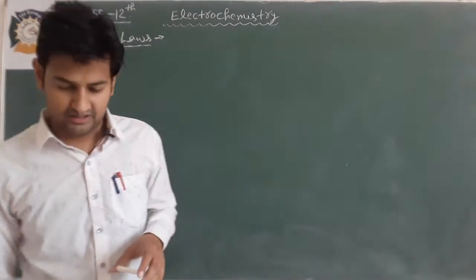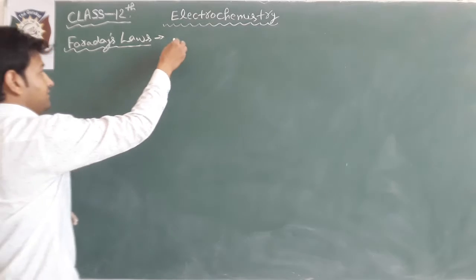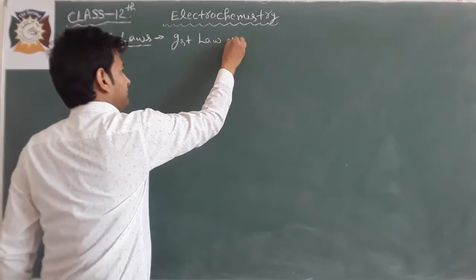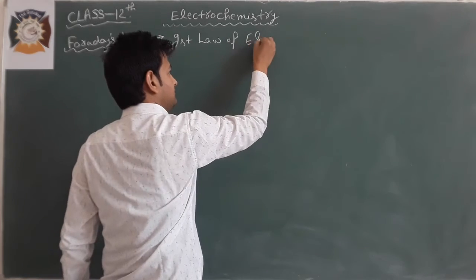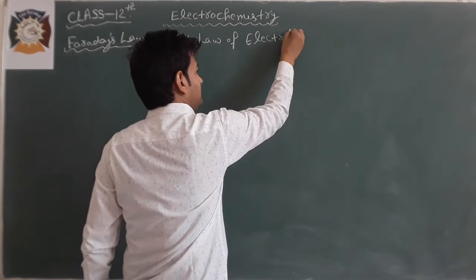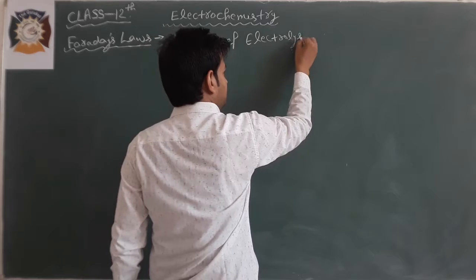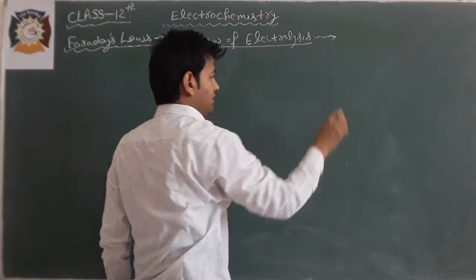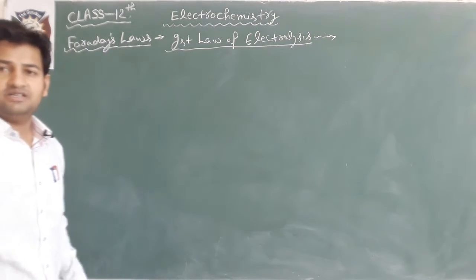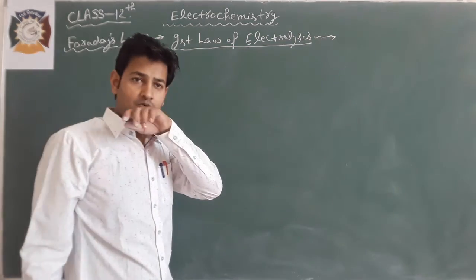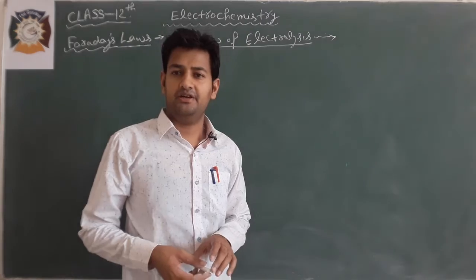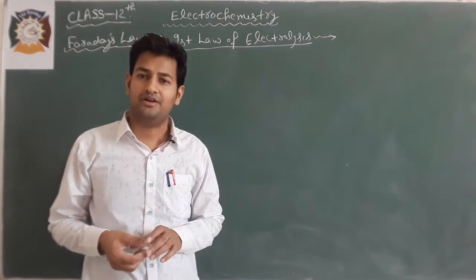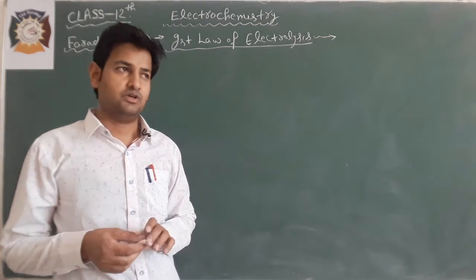So the first law is Faraday's first law of electrolysis. According to this law, the mass or amount of a substance deposited at any electrode is directly proportional to the quantity of electricity passed through it.